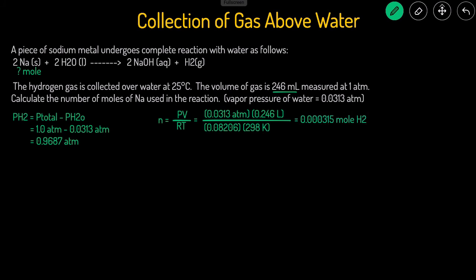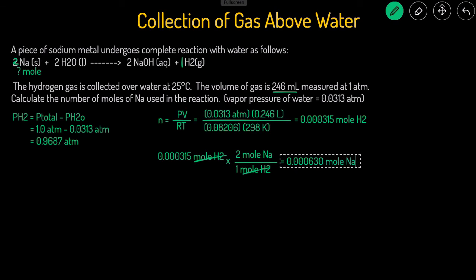Then we can just convert moles of hydrogen into moles of sodium by using the mole-to-mole ratio. So 0.000315 moles of H2 multiplied by, it's going to be a 2:1 ratio. So 2 moles of sodium on top, and 1 mole of H2 on the bottom. So then the H2s can cancel out. And that leaves us with 0.00063 moles of sodium that was used.